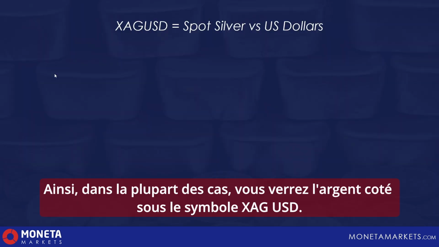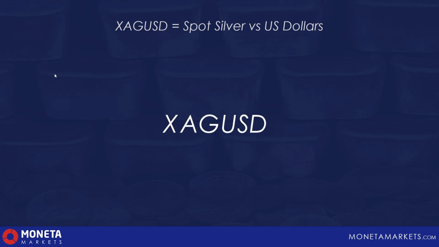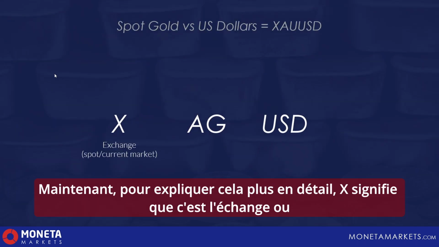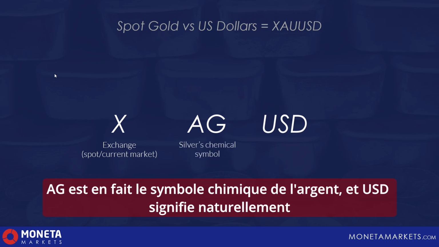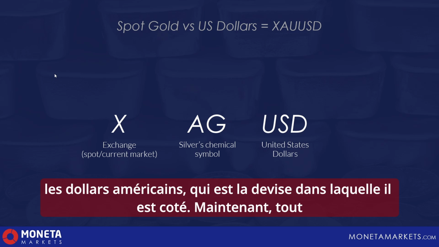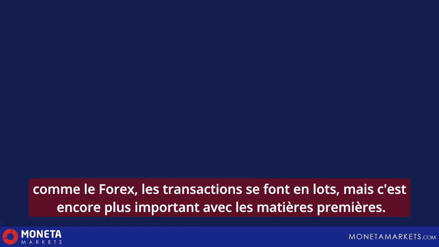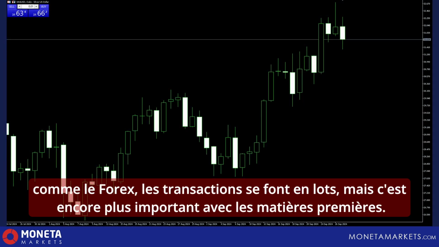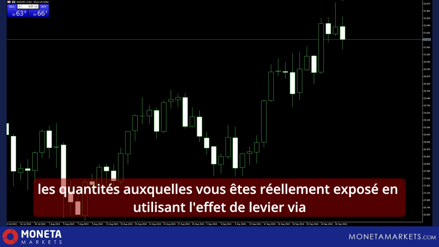And so in most places you'll see silver quoted as XAG USD. So this is the spot silver versus USD contract. Now just to break that down, X means it's the exchange or spot/current market. AG is actually silver's chemical symbol, and USD naturally just means United States dollars, being the price that it's quoted in. Now, just like FX that trades in lot sizes, but even more so with commodities, it's very important to understand the basis of the price quotation and the quantities that you're actually exposed to using leverage via CFDs.